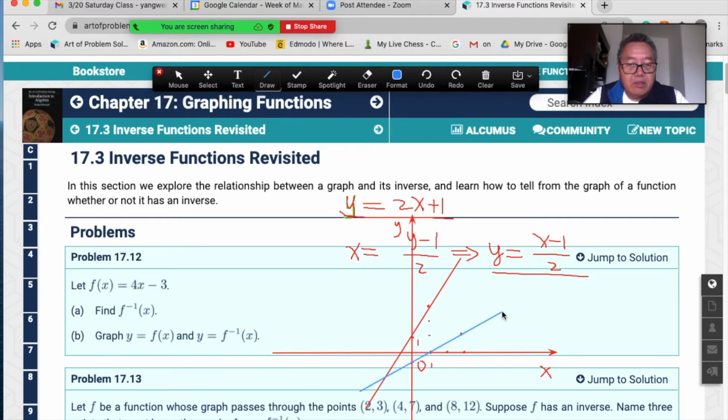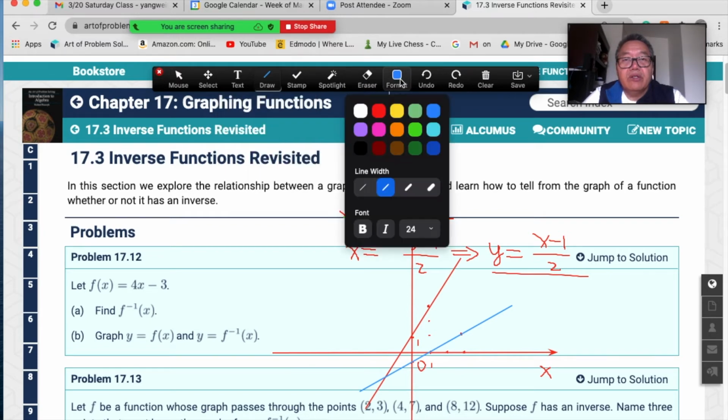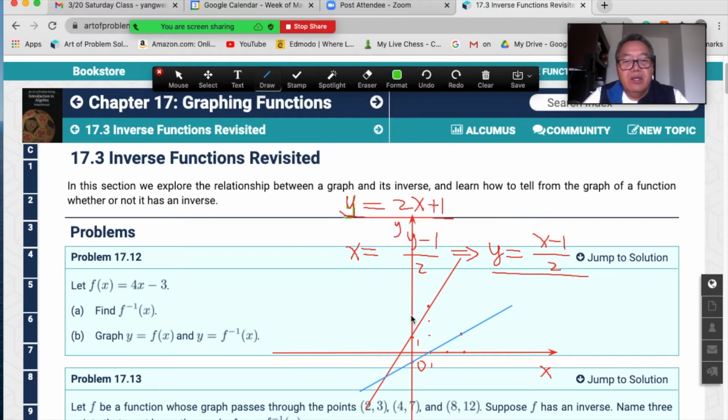Something like this, right? Okay. Then you can graph the y equals x. You can say y equals x. That will be something like this.